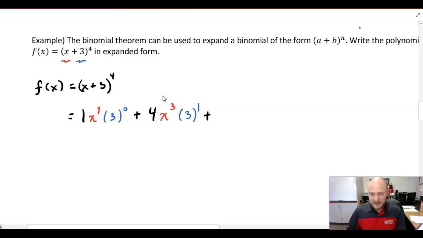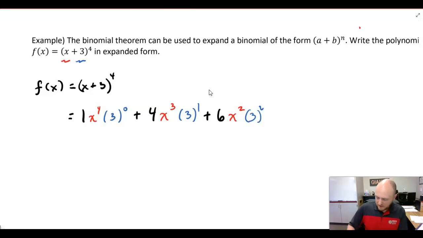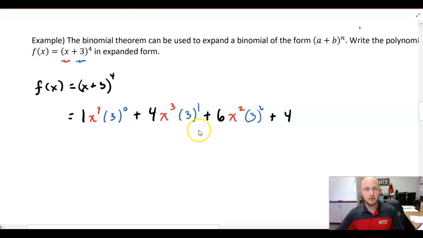Plus, okay, my next number in Pascal's triangle was 6. And now I'm going to put x. Remember, this decreases by 1, so it's x to the power of 2, and then 3 to the power of 2. Next term, plus, okay, and remember Pascal's triangle, the coefficients are symmetrical. So I have 1, 4, 6, and now I'm going to go back down.